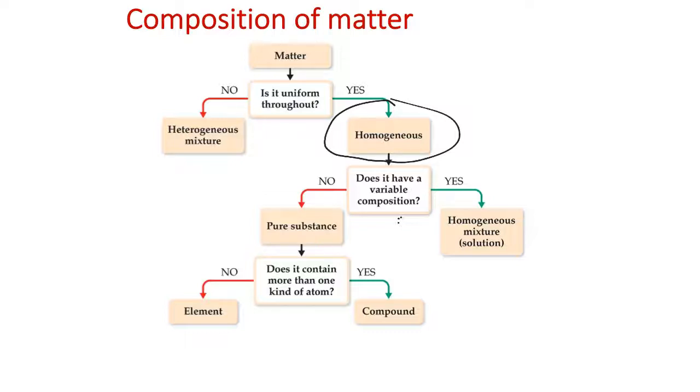So if we know something to be a homogeneous mixture, we just know there are multiple substances. Those substances could be elemental. Maybe not the most common type of mixture to have elemental substances, but you could imagine, I don't know, a good example of an element we would have in something we would eat.